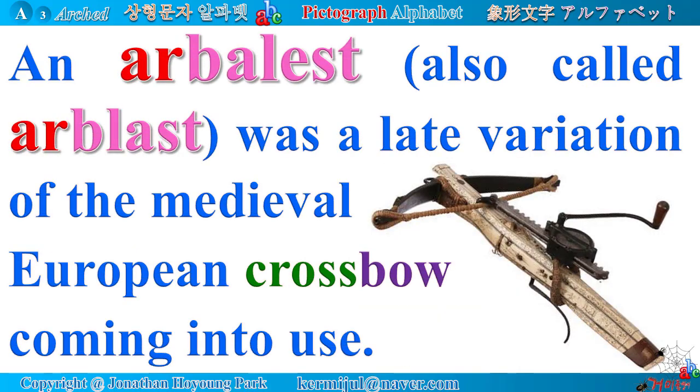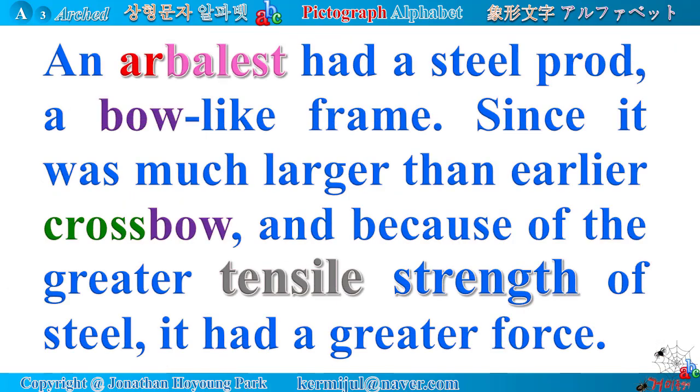An arbalest, also called arblast, was a late variation of the medieval European crossbow coming into use. An arbalest had a steel prod, a bow-like frame. Since it was much larger than earlier crossbows, and because of the greater tensile strength of steel, it had a greater force.